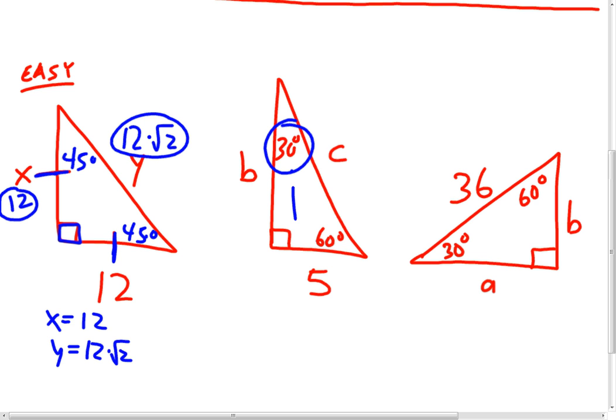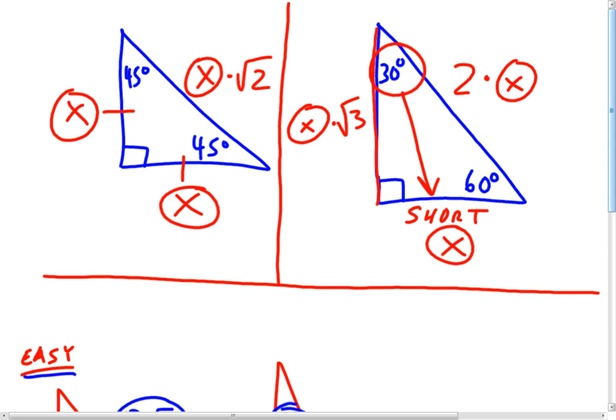Circle the 30, locate and identify the short side. Also label the hypotenuse. Do we know the short side in this case? Yes, if you know the short side, and it happens to be a whole number, so I would say this is not only easy, it's a super easy problem, because everything else can be written in terms of the short side.